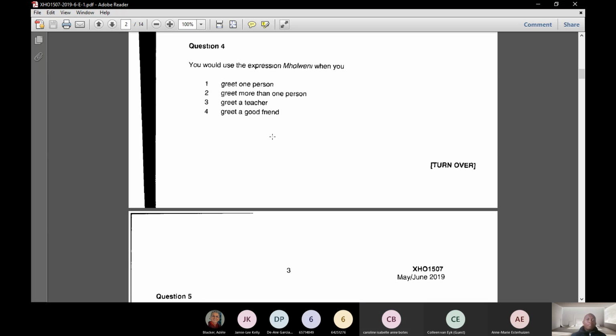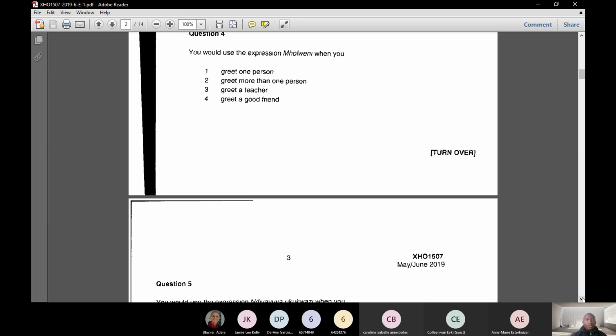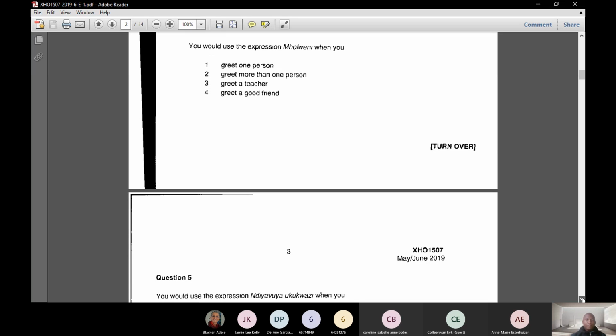Whether the person has authority or not, Molo is for just one person. Molweni is for multiple people. So the answer for question 4 is number 2 in whatever context.